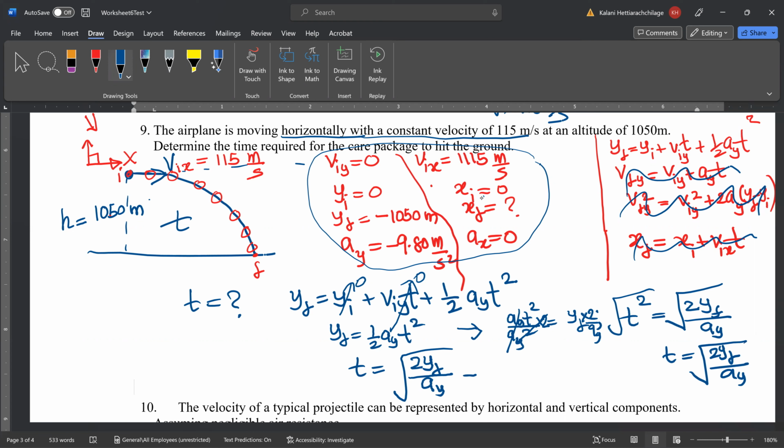So now it's time to plug in the values. Root of twice Y final, which is a negative value. So that will be 1050. I do not write the negative here because I have a denominator that is also negative, 9.80. That negative and that negative will cancel out. Then you put this into your calculator and you can find the time. So I have 14.6 seconds. Okay, the time I found is 14.6 seconds.